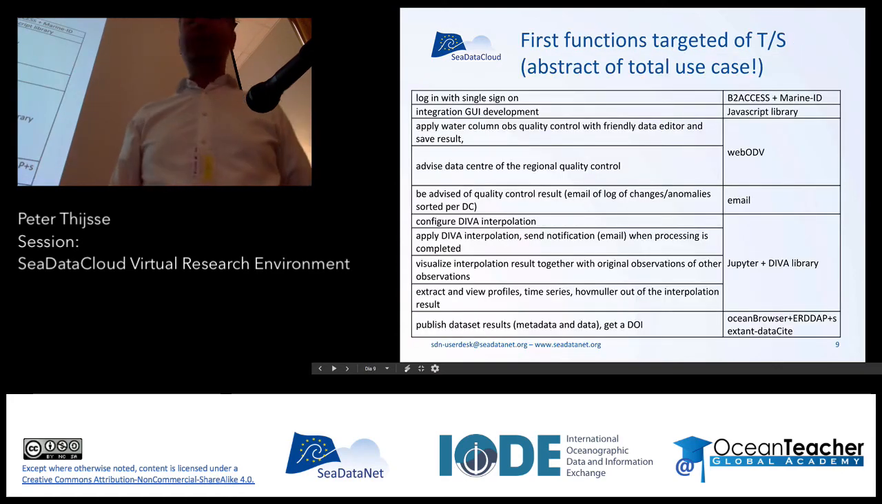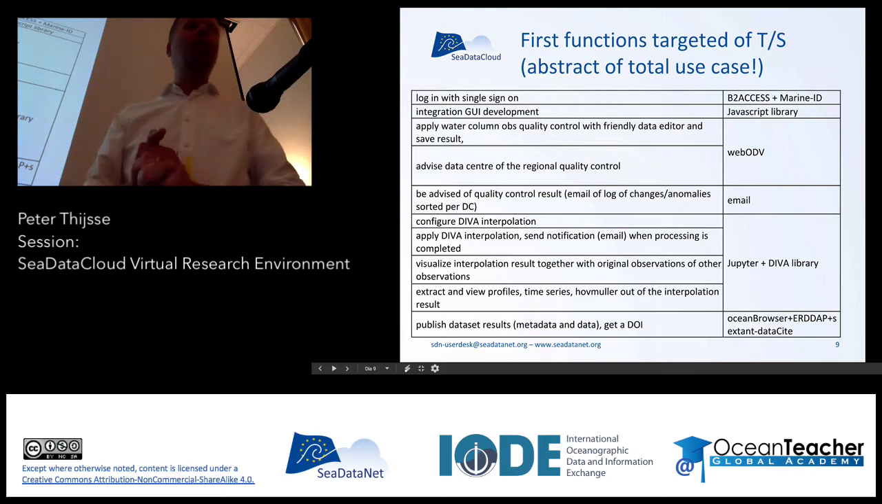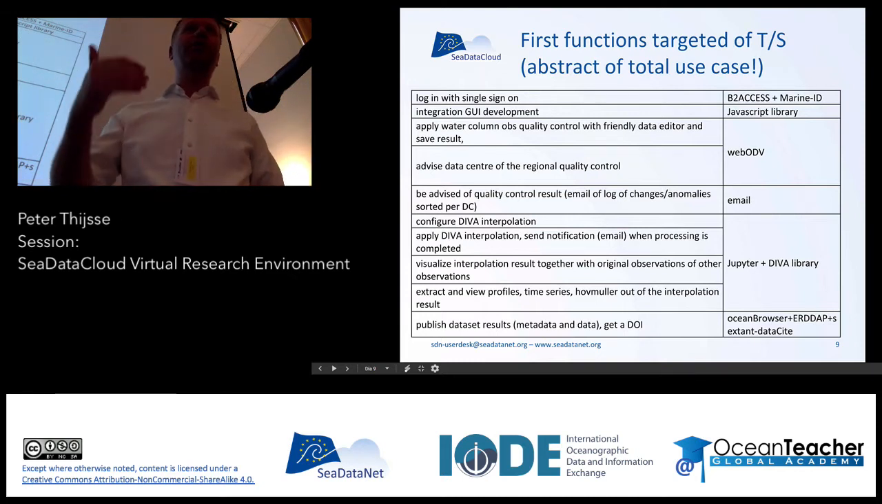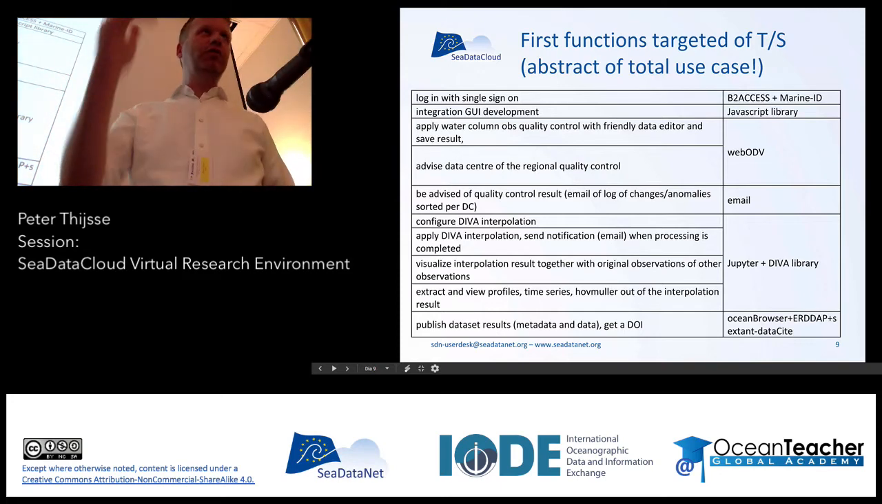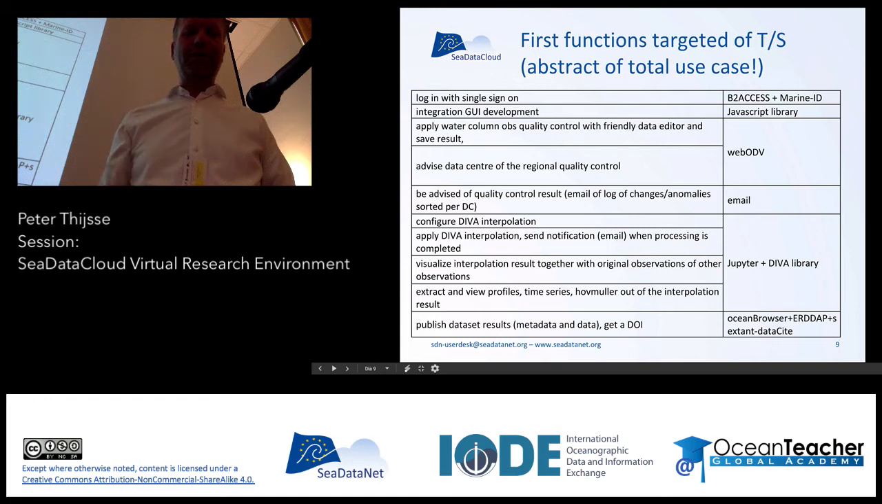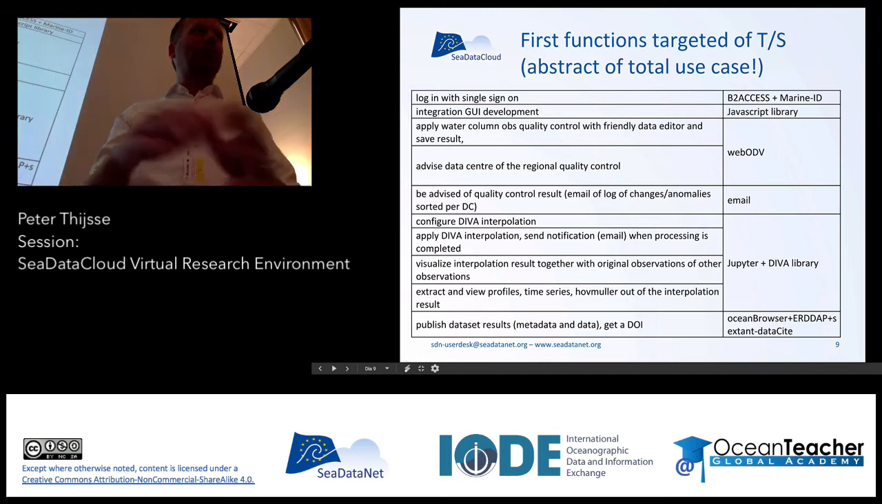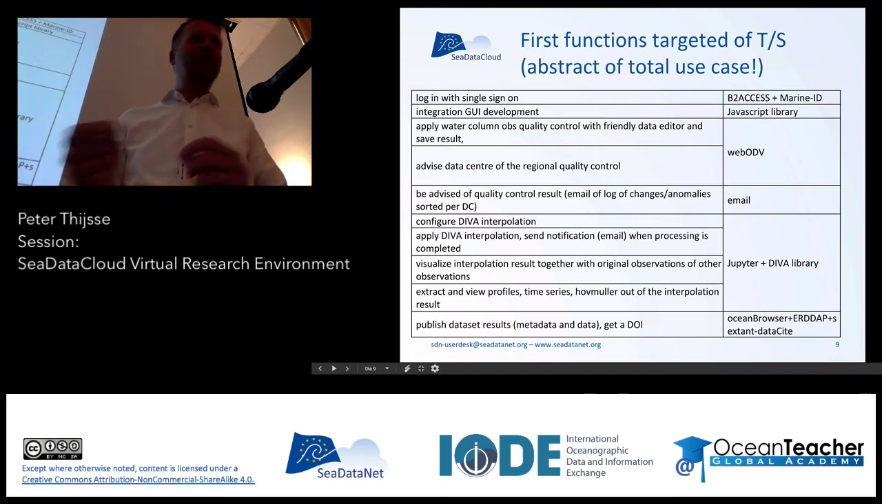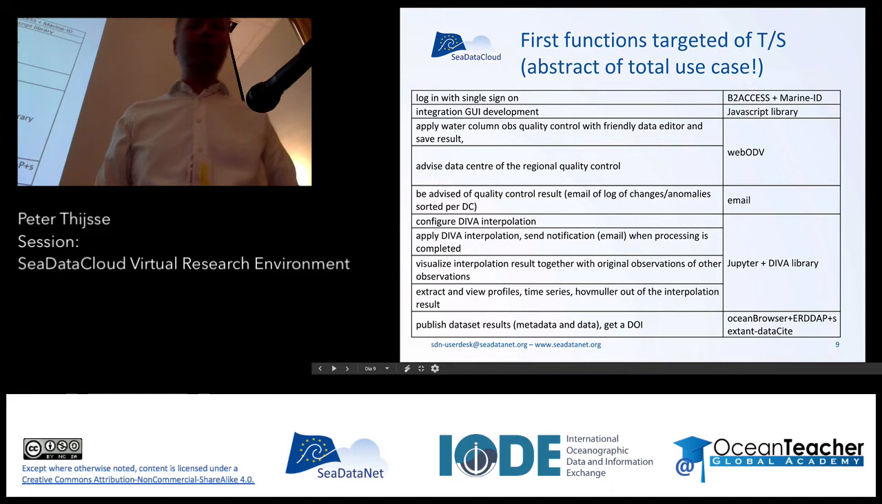So this is the summary of the first use case, and it's more or less an abstract of the work that the people working on data products in SeaDataCloud are doing. So what they will do is they will log in, they will then get a user interface, then you have a dashboard. From the dashboard, you use web ODV first to apply data quality control on an ODV data collection. From that, there will be a result of errors, flaws in the data that could be summarized and emailed back to the data centers from which the data comes.